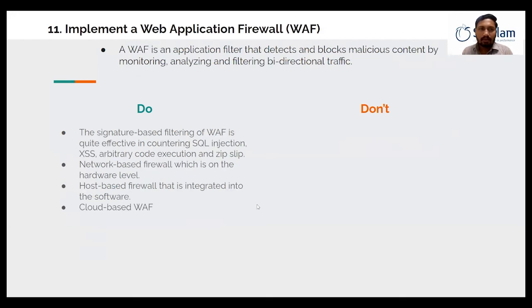Okay, next is implementing a web application firewall. This is a type of tool that helps you detect and block malicious content by monitoring and filtering requests. So we have to use a WAF for SQL injection, XSS attacks, or any third-party code or third-party APIs that we use.